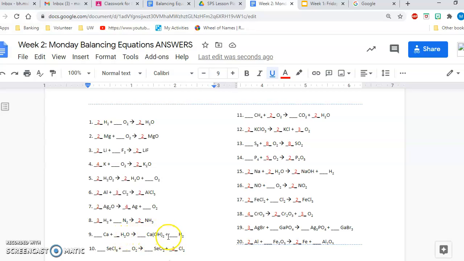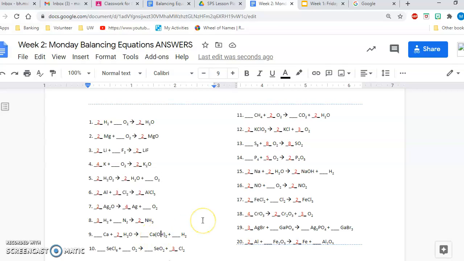So we need to get a second oxygen here, so if we put a 2, what that would look like then is we still have 1 Ca and 1 Ca. We now would have 4 hydrogens and 2 oxygens on this side. This side would still have its 2 oxygens and then 4 hydrogens. So this part was just tricky to remember, that we have to multiply this 2 into the other side.